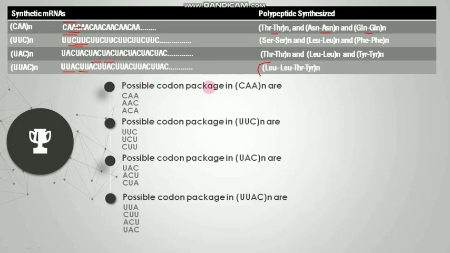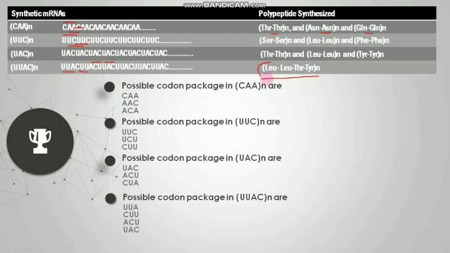So you should go in this way rather than in the previous case, because it is given as a heteropolypeptide, where the repeats contain 3 different amino acids in 4 or the tetrapeptide form. So you can see leucine, threonine, tyrosine is repeated n times. So in that case, we have to go like this. The possible codon package is UUA, CUU, ACU, and UAC.